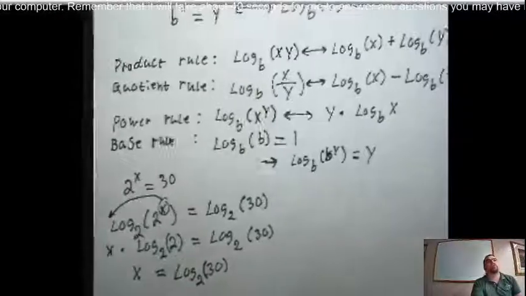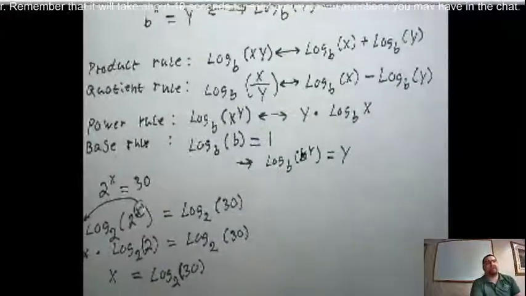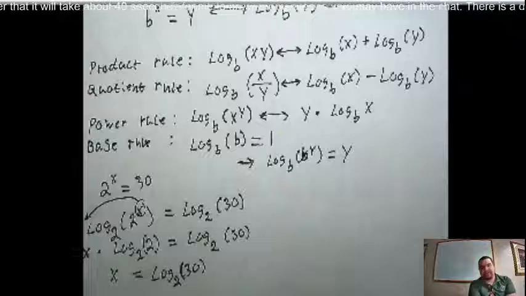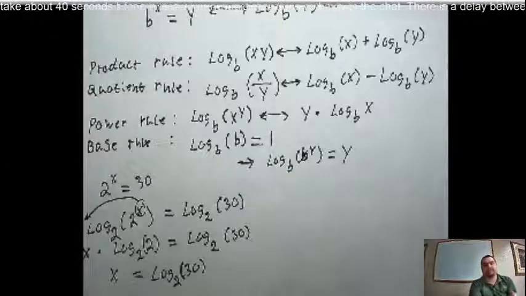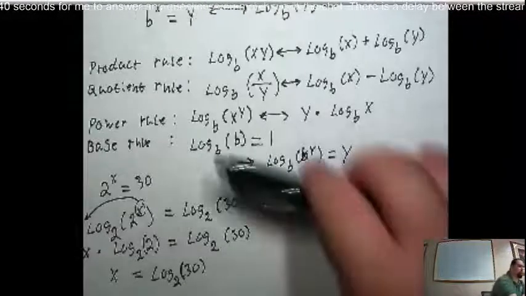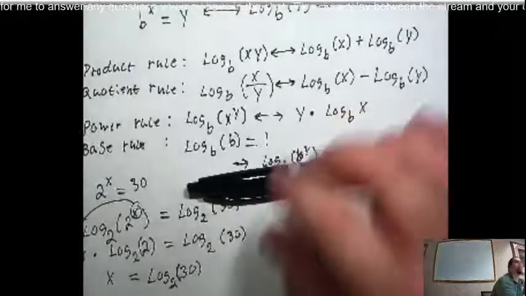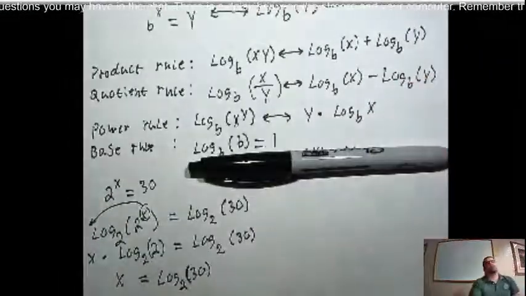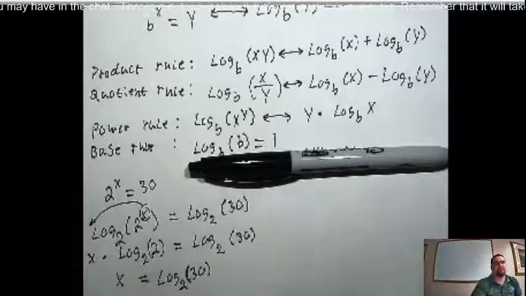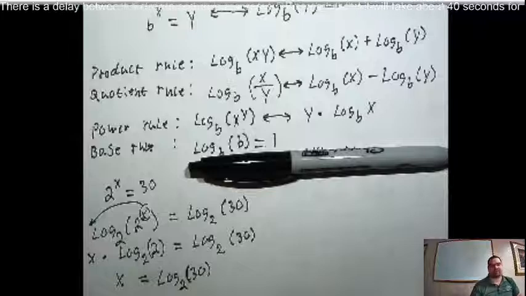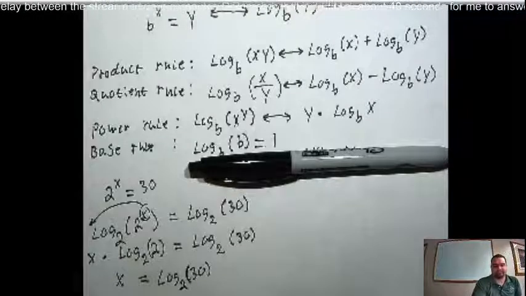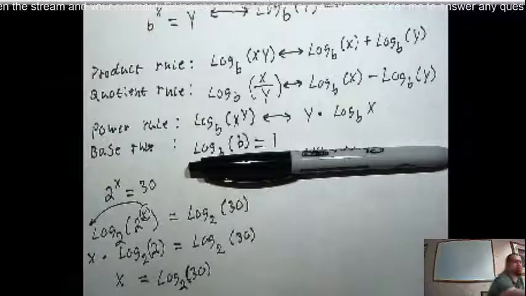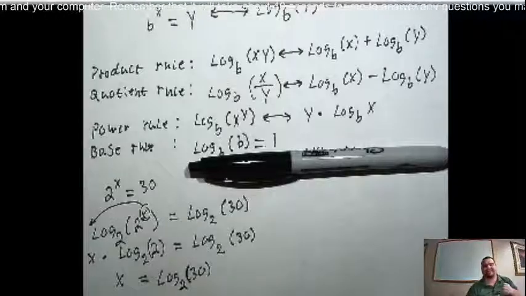So the rules that I want you to remember, the rules that I want you to write down right now and have stored somewhere so that you can recall them, are the quotient rule, the product rule, the power rule, and the base rule. These 4 right here are going to be very important as we keep going on through logs. So I'll give y'all a moment to copy these down.